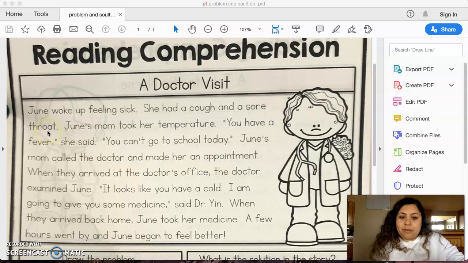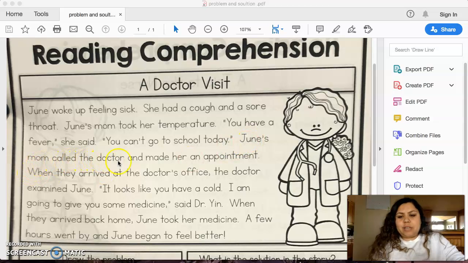Oh, those are never, ever fun, are they? June's mom took her temperature. You have a fever, she said. You can't go to school today. Oh, her mom is very smart. When you're sick and you have a fever and you don't feel very good, you shouldn't go to school. You need to stay home and rest, right?